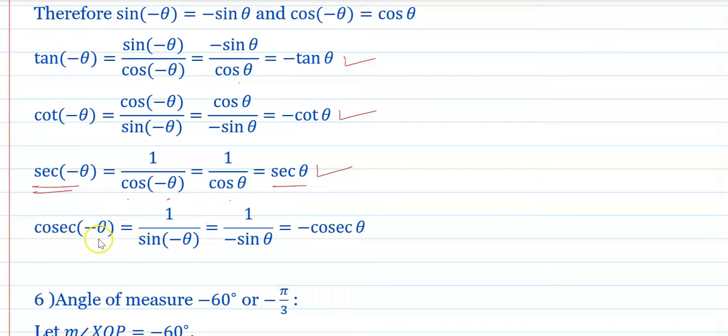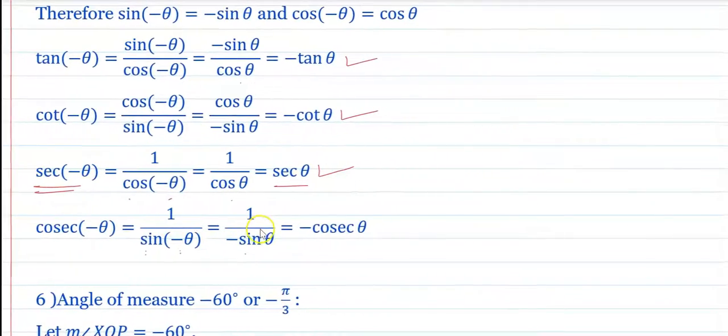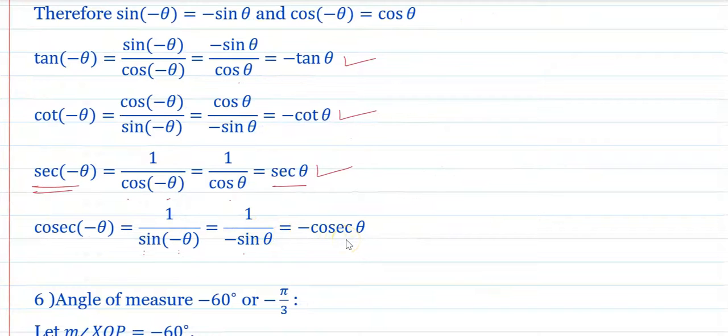Cosec minus theta is again the reciprocal of sin, and therefore we will write like this: 1 upon sin of minus theta. But what about the sin of minus theta? Minus sin theta. Again taking its reciprocal we get cosec theta, and hence cosec minus theta is minus cosec theta.